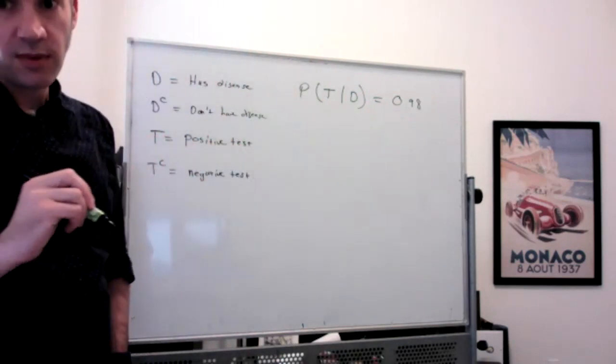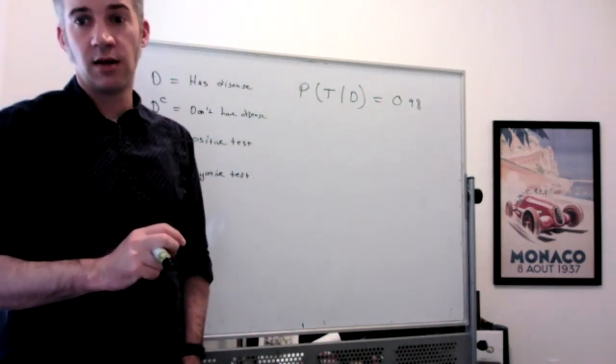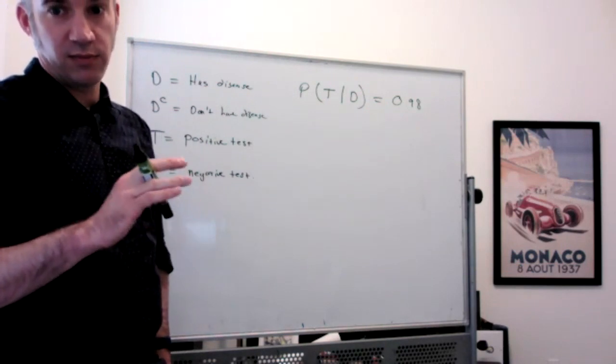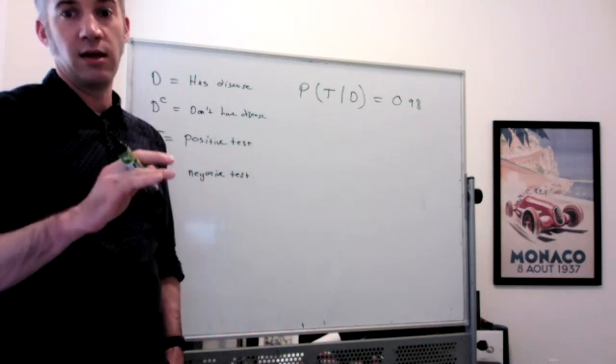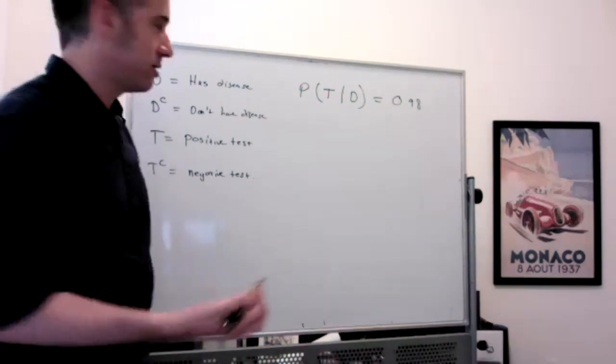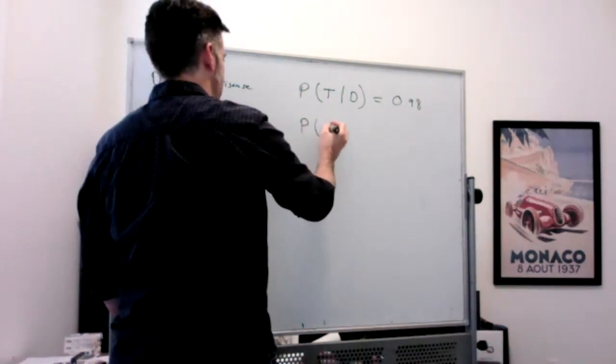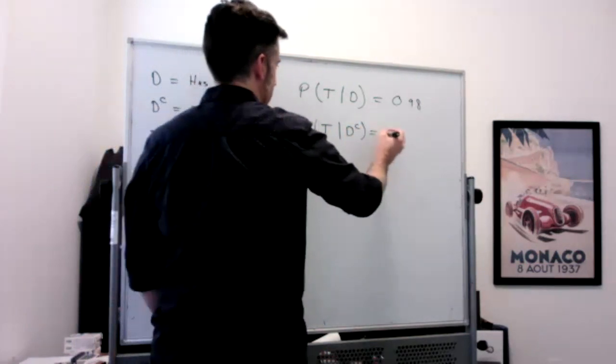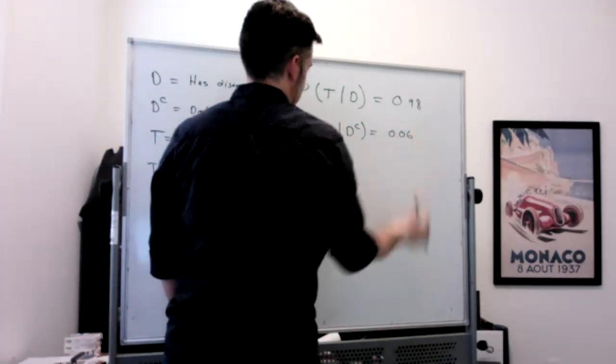Okay. This problem also says the probability of a positive test result is 6% in the cases where the disease is not present. So the probability of a positive test result, given that the disease is not present, is 0.06.